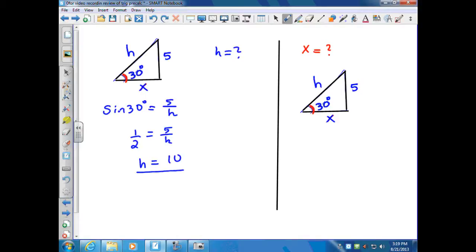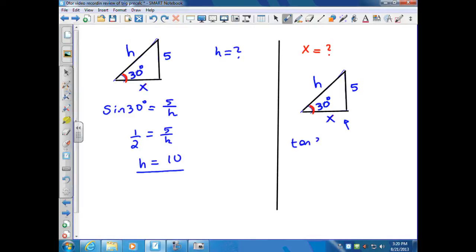And over here, we're going to solve for the adjacent side of 30 degrees. And we're given that the opposite side is 5. So which trig function would you use if you know the angle, the opposite side, and you're trying to solve for the adjacent side? Tangent would be perfect, right?